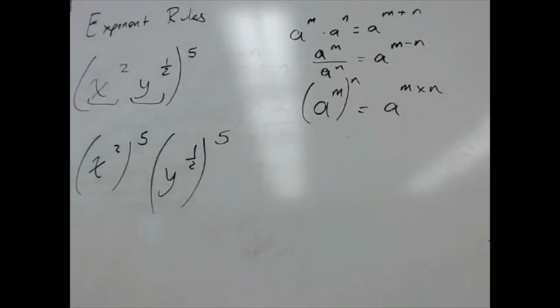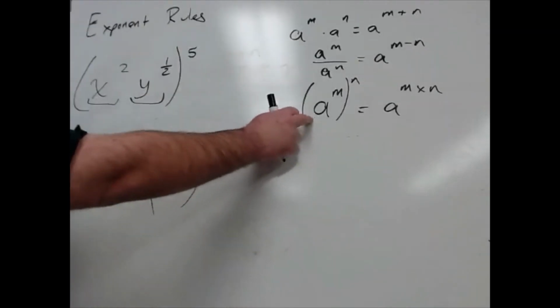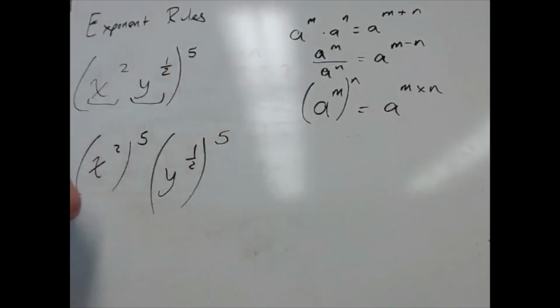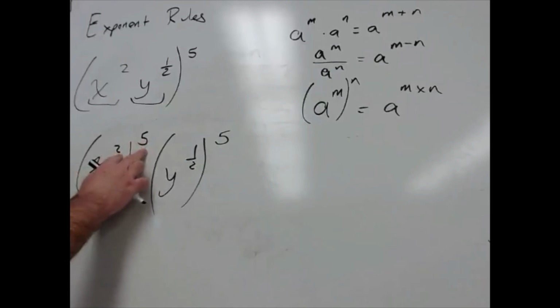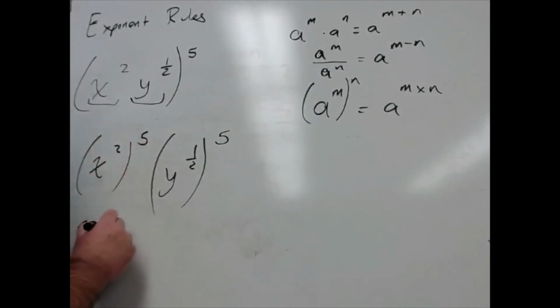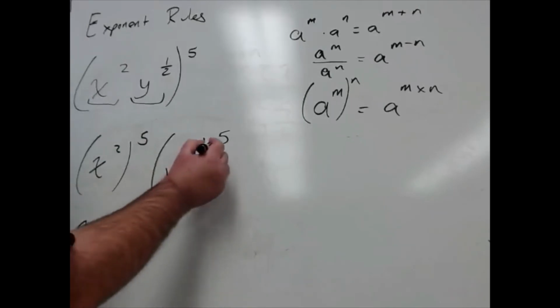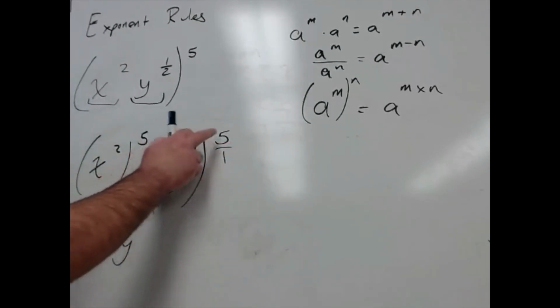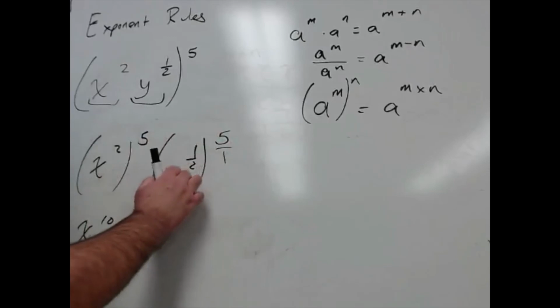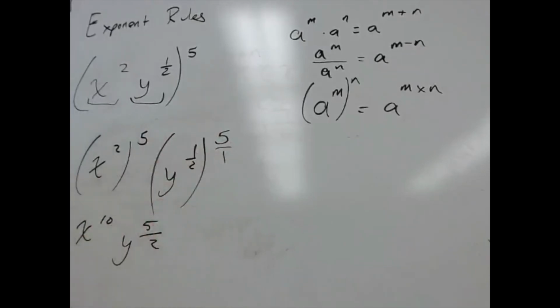And at this point, what you might notice is that we have a power raised to another exponent. So in this case, I could multiply those two exponents to give me x to the 10. I could multiply these two exponents for y, you could write this as 5 over 1. 1 times 5 is 5. 2 times 1 is 2, so y to the 5 over 2. So that's more of a general rule.